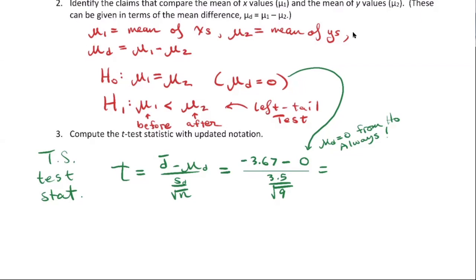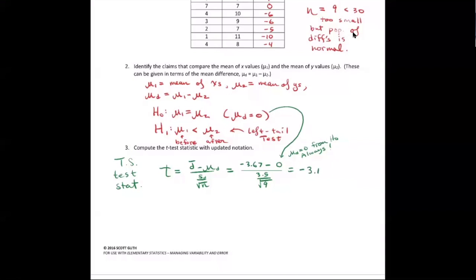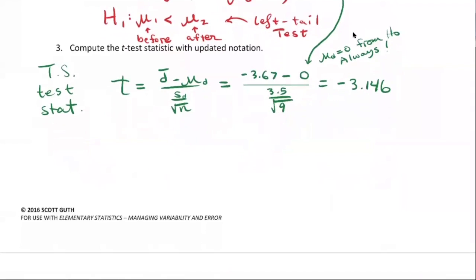Okay, so if anybody could post what that is, that would be awesome. Correct, negative 3.14, I'm going to say 6 here. Okay, any questions?